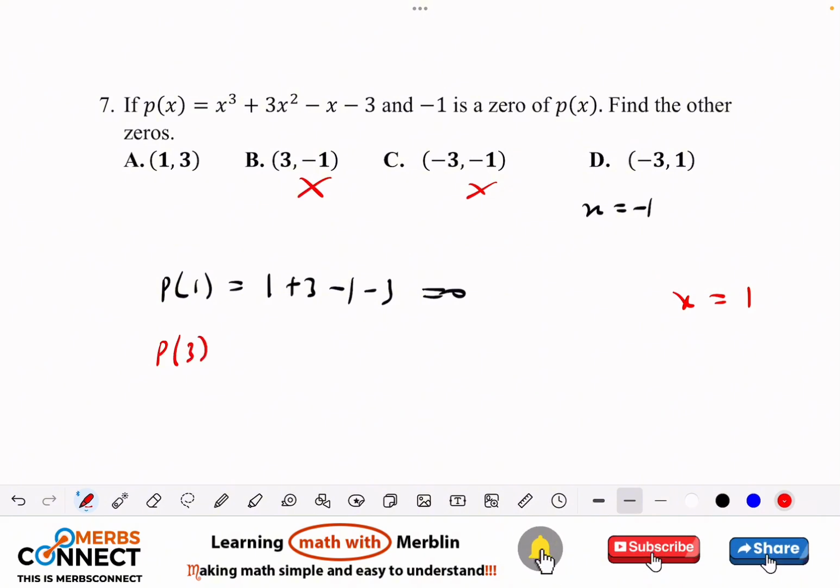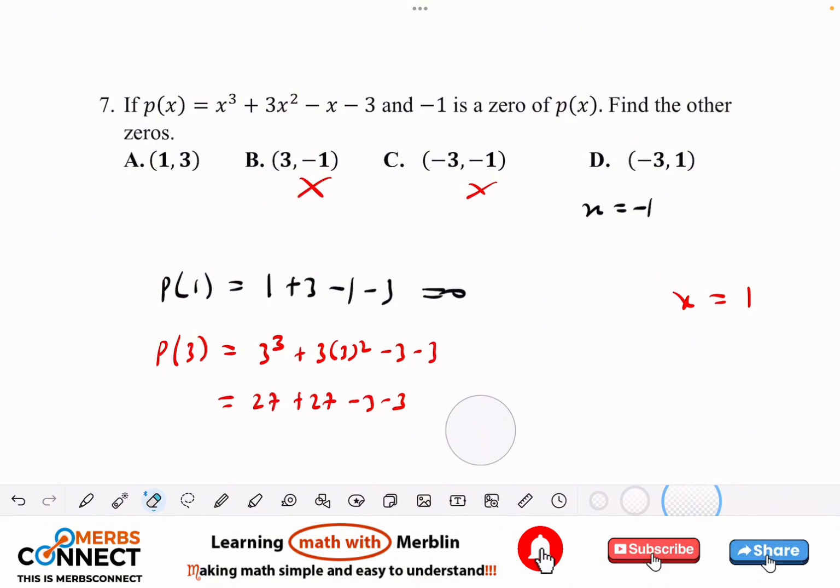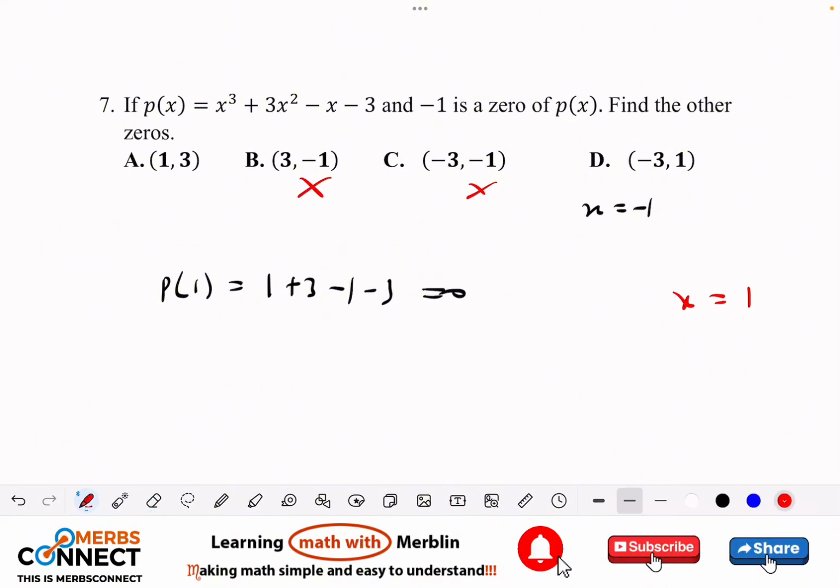So let's plug in 3. 3 cubed plus 3 times 3 squared minus 3 minus 3. What are we going to get? This is going to give us 27. This will be 9 plus 27 minus 3 minus 3. So this is not going to give us 0, of course. So it means that, yes, minus 3 is the one that's going to give us 0. So P of minus 3 will be minus 3 cubed plus 3 times minus 3 squared minus minus 3, minus 3.